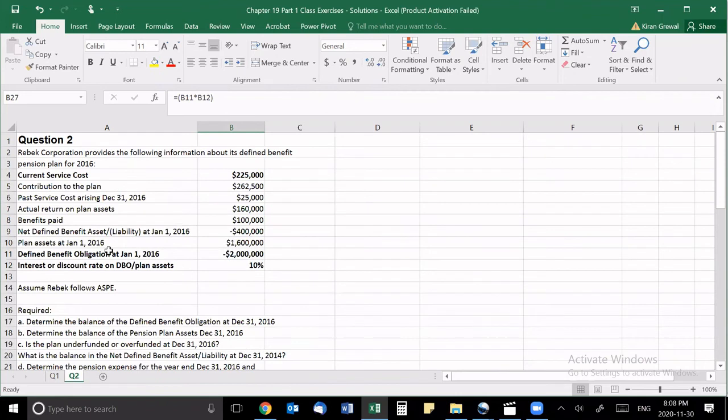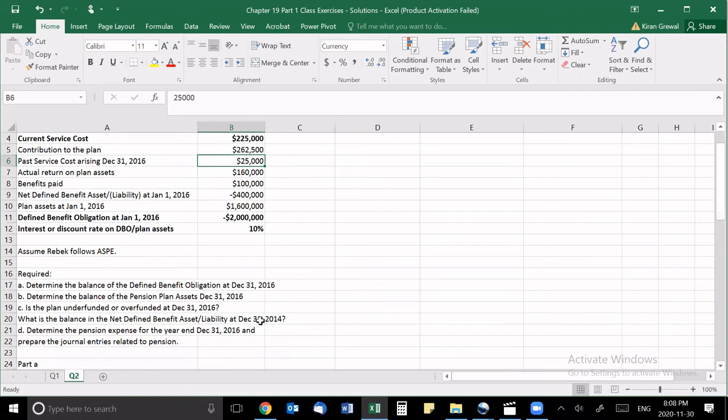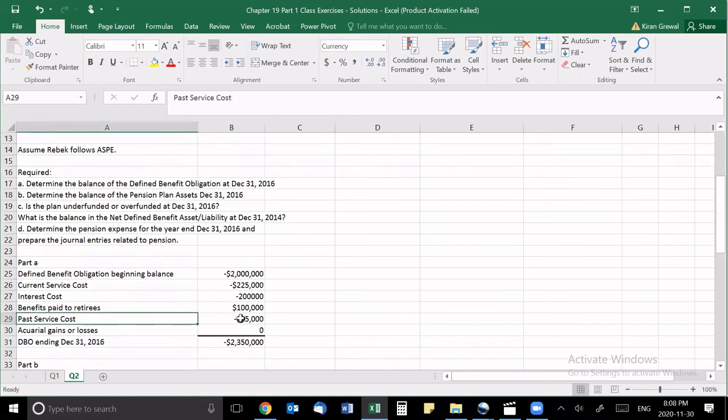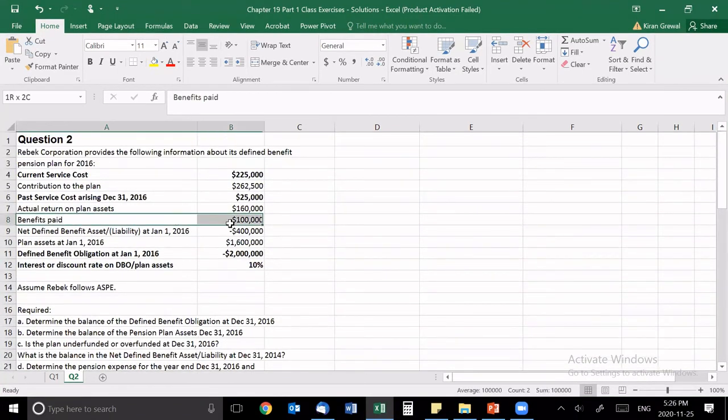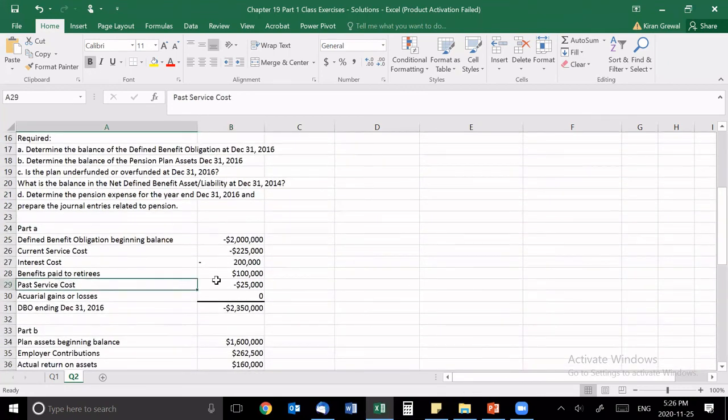Next thing we can talk about is our benefits paid. Oh, sorry, let's do past service costs first, because we already were just talking about it. So past service costs arising December 31st, 2016, 25,000. And we're going to bring it over to our DBO, past service costs, 25,000. So past service costs is also going to be added to your liability. So if your liability is a negative amount, you're going to have this past service cost as a negative amount as well. And then you're going to subtract any benefits paid. So $100,000 benefits were paid. So we would subtract that. I have it here as a plus because I have everything else as a minus.